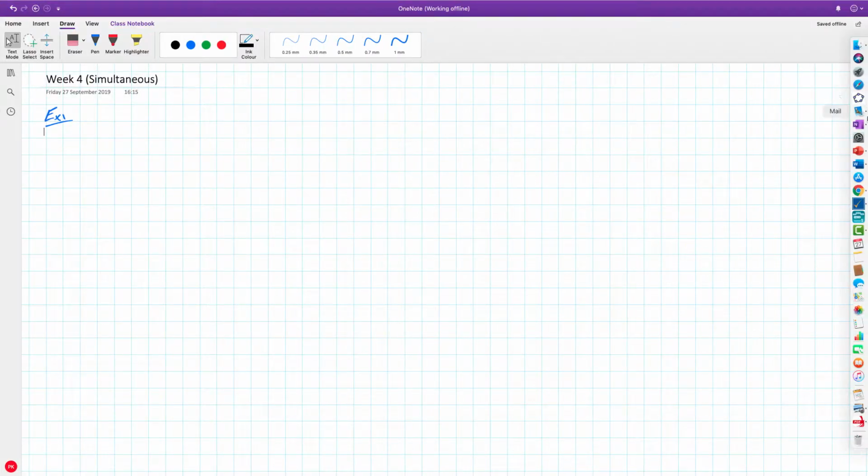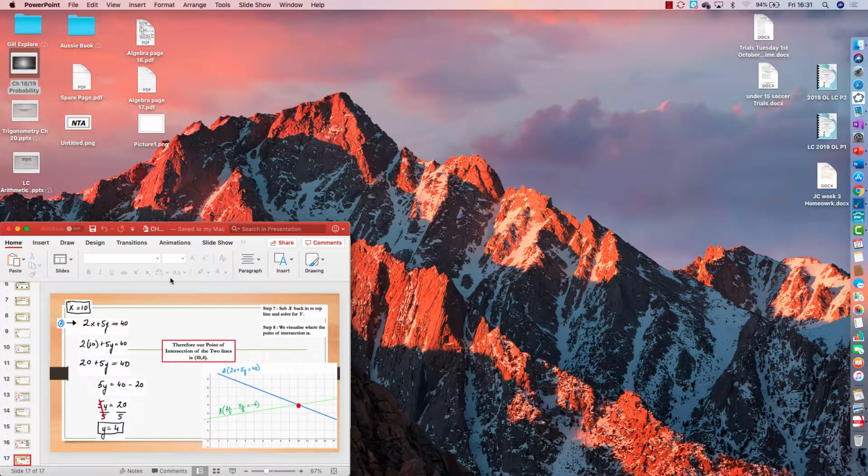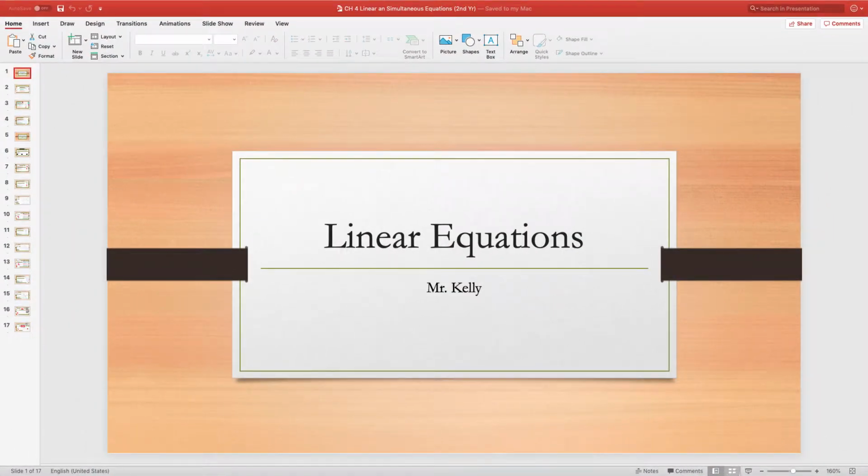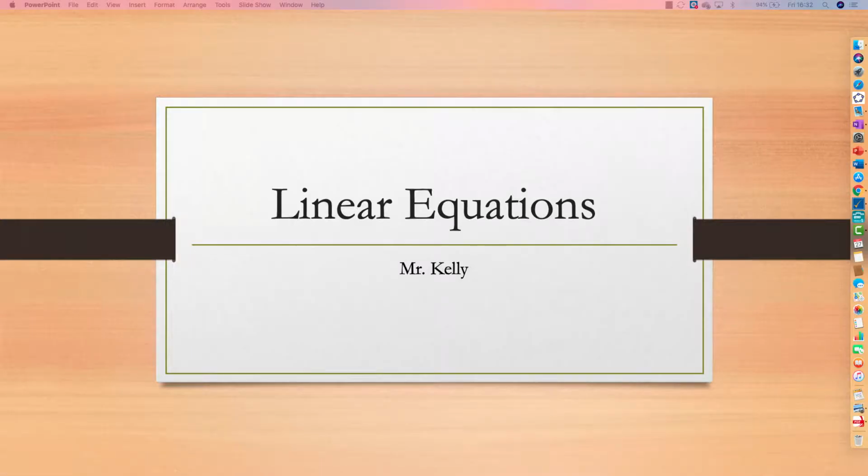Right, so today we are going to look at simultaneous equations. But at first, we've got to make sure we're okay on our linear equations. Alright, so with that in mind, first things first.